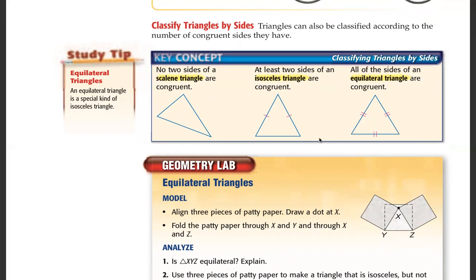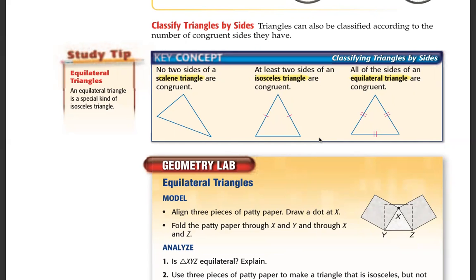So in that way, we can even name the triangle using both classifications. You can say acute scalene triangle, or obtuse scalene triangle, or right scalene triangle, or acute isosceles triangle, or obtuse isosceles triangle, or right isosceles triangle. But for equilateral, it's always acute because all of the angles are 60 degrees.